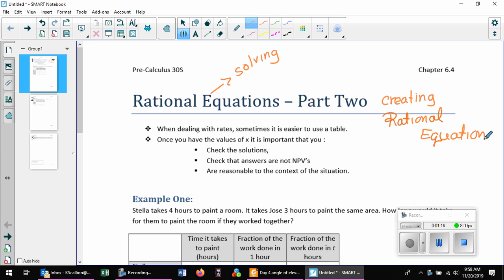Once you've actually solved it, you're going to check your solutions. Check that they're not your MPVs. And then you have to check, we talked about this yesterday, whether they're reasonable for the context of the question. Like if it was a distance and you got a negative, we'd reject it, right? Makes sense? We talked about this yesterday?